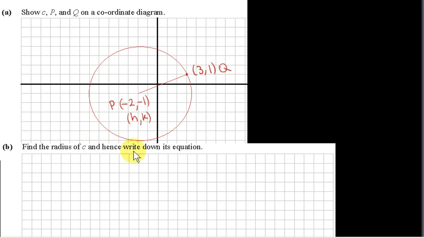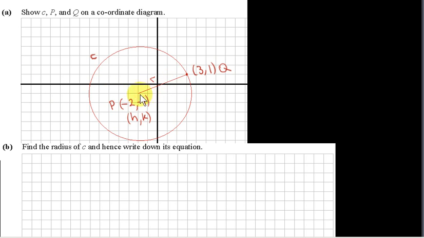Find the radius of C and hence write down its equation. So the circle is called C. The radius of C is of course this distance here, the distance from the centre to any point on the circle. So how do we get this distance? Well, we could use the distance formula. We could call one of these points x1, y1 and the other one x2, y2. Plug the values into the distance formula and work out the distance.